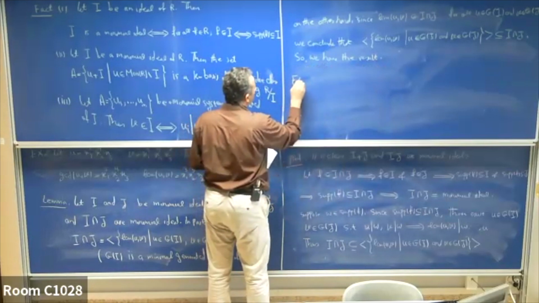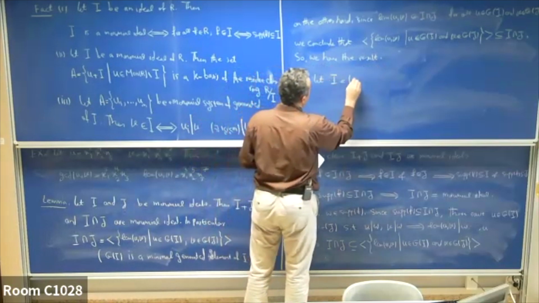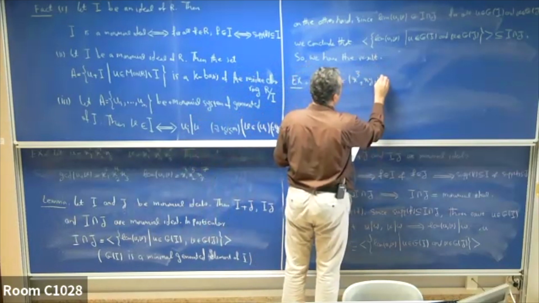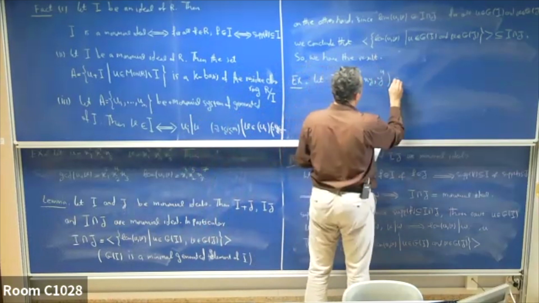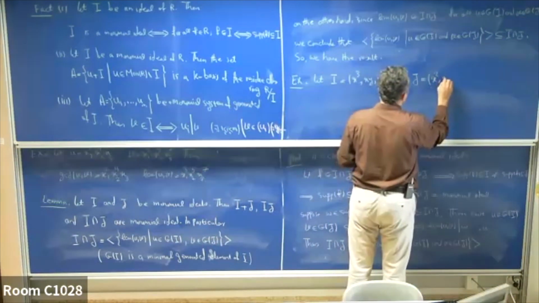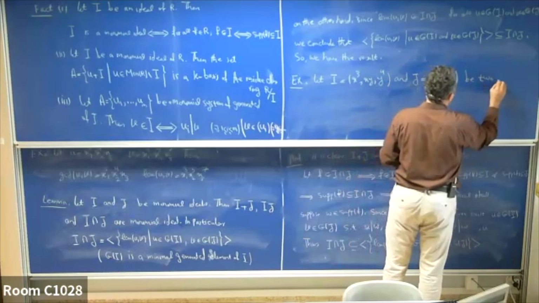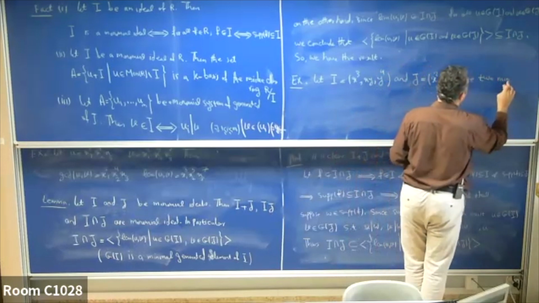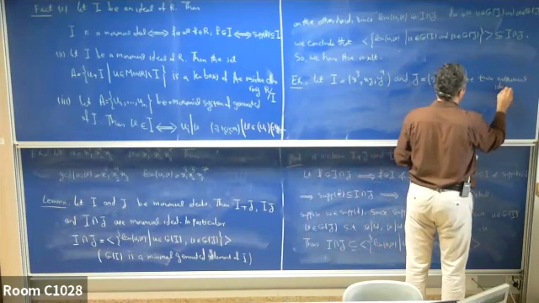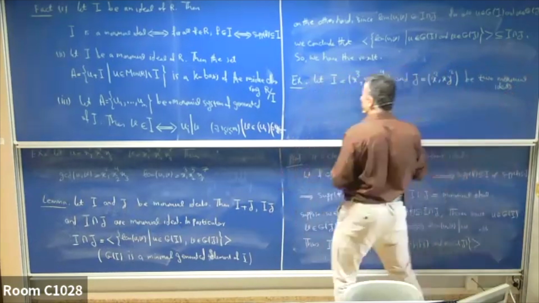Examples: let I be equal to x^3, xy, and y^4, and J be equal to x^2 and xy^2. These are two monomial ideals.